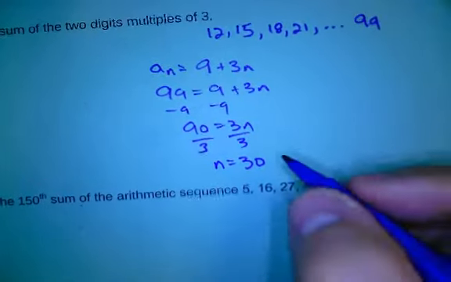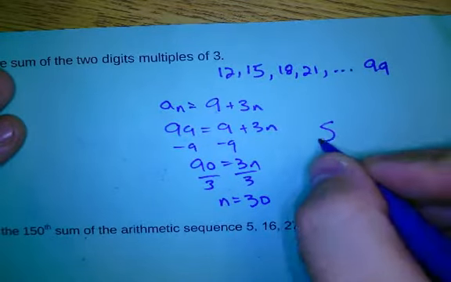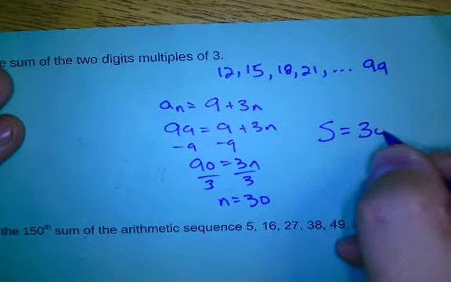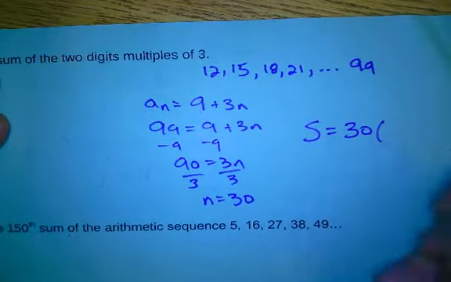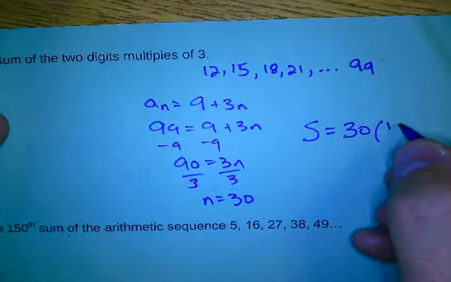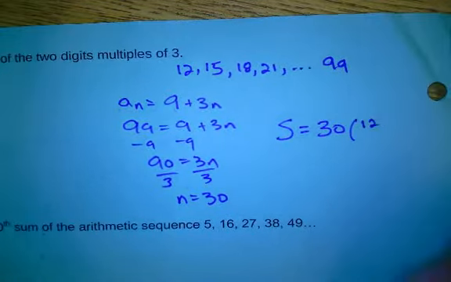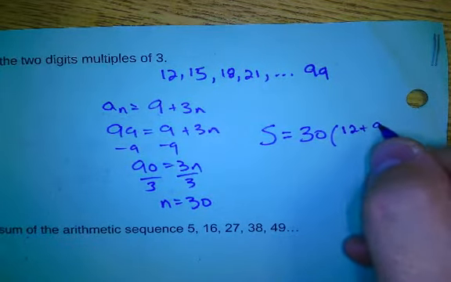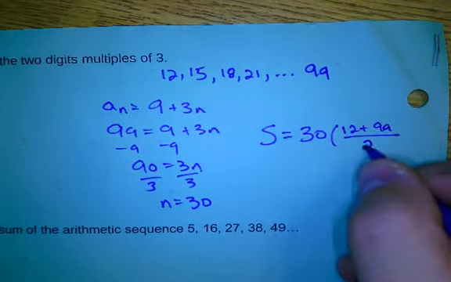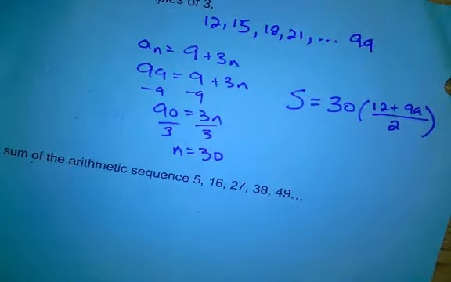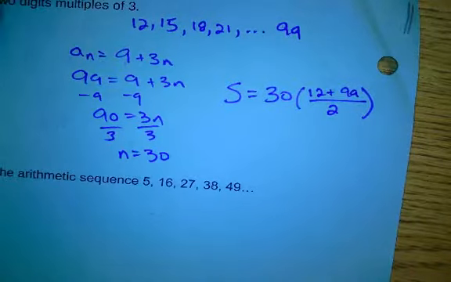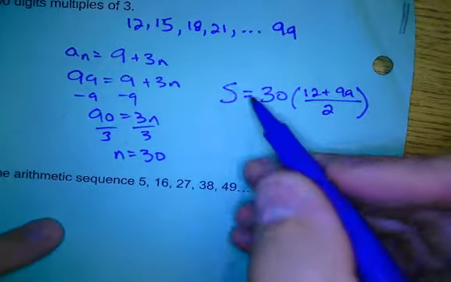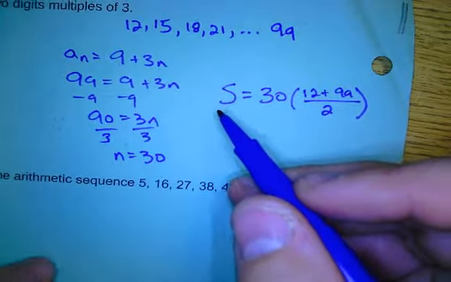So you have 30. Your first term is 12. Your last term is 99, all over 2. I highly suggest a calculator. 1665. This is an S, which stands for sum.